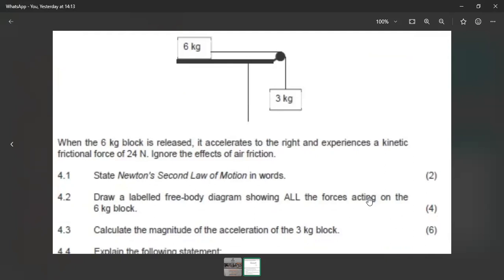The next one says, draw a labeled free body diagram showing all the forces acting on the 6 kg block. And this is what you must pay attention to, the mark allocation. It never lies. It tells you how many forces must be there. So 4 marks, 4 forces must be there. Even though they didn't ask you to draw the free body diagram for the 3 kg block, you still draw it as well, but on your rough work section. So let's go to the whiteboard for that.